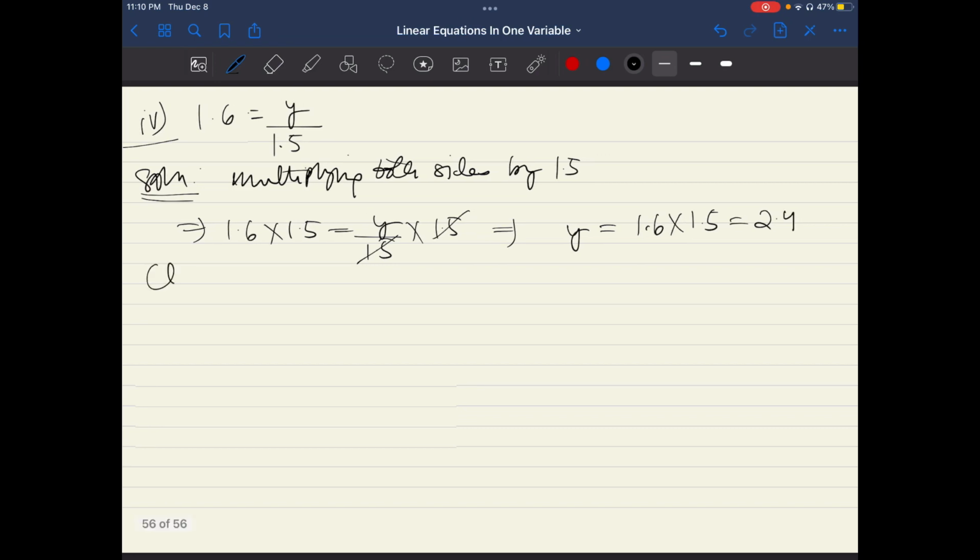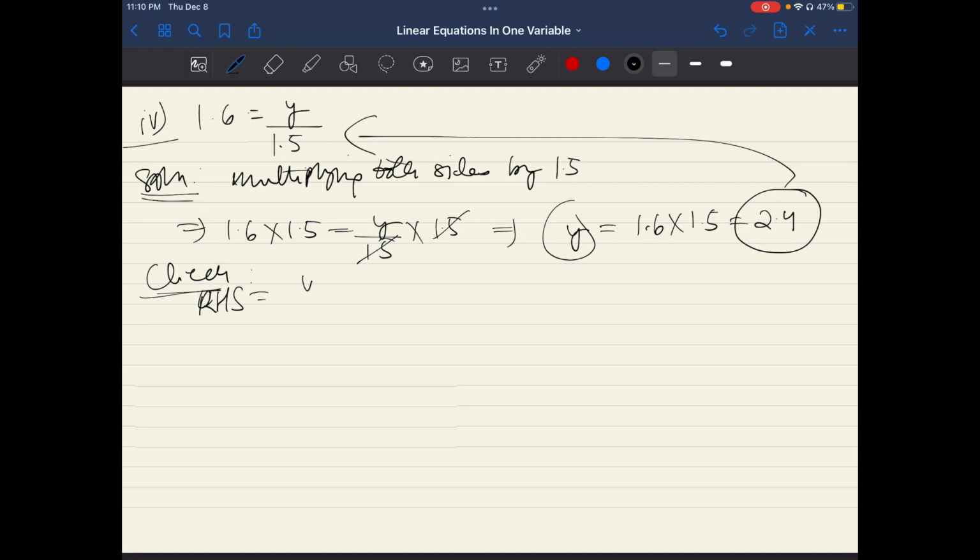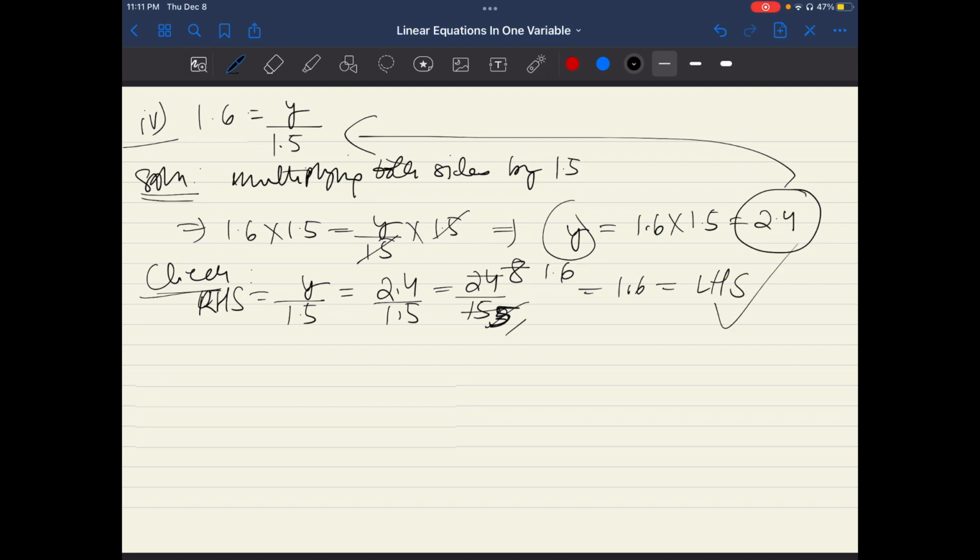And now we can check if our solution is correct by substituting the value we've figured out for y into this equation. So in this case, RHS equals y over 1.5, which equals 2.4 over 1.5, which is 24 over 15, which is 8 over 5, which is 1.6, which is equal to LHS. Therefore, our solution is correct.